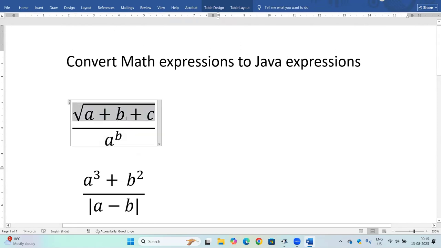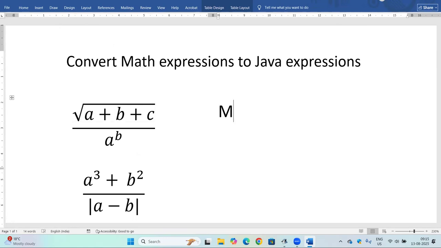square root of a plus b plus c divided by a to the power of b. So first we have to find the square root of a plus b plus c. So how do we do that? We have an inbuilt math function, and always Math starts with a capital M. math.sqrt is an inbuilt function which is used for calculating the square root of a number. But now we are calculating the square root of a plus b plus c, and that has to be mentioned within this bracket. So square root of what? Square root of a plus b plus c.